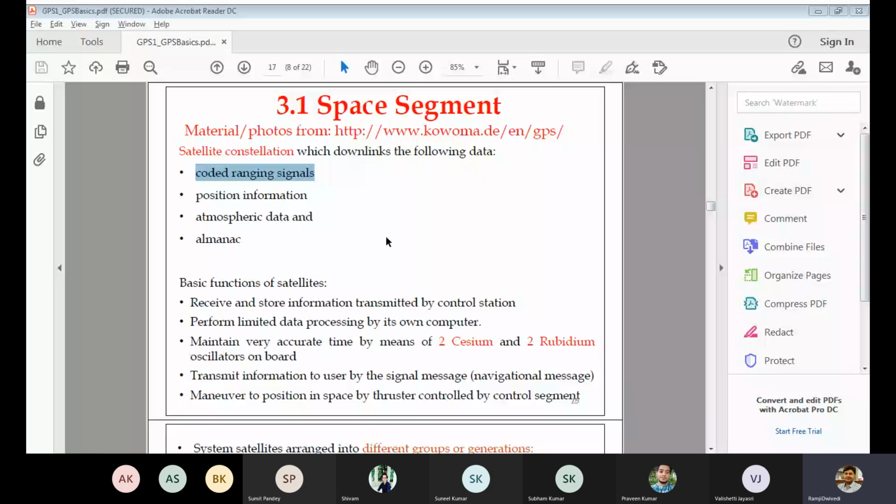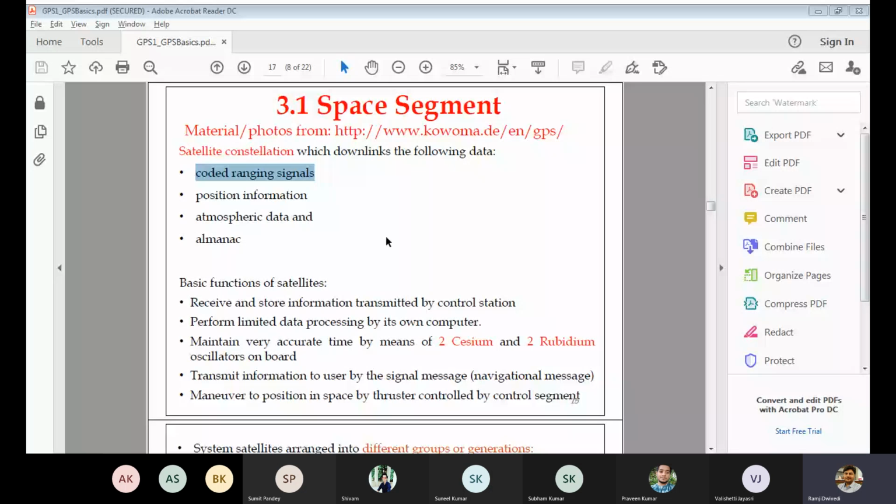It transmits information to the user by signal message or navigational message. It is maneuverable to position in space by thrusters controlled by the control segment. So what happens? Let's say the satellites in the orbit are deviating a little bit, that means it is leaving the orbit because of some external forces. So the control segment sends a message to apply a thrust at this angle so that it can move again in the orbit. This information is given by the control segment, because when we come back to the control segment after this space segment, you will see that a lot of steps are being taken to make sure the satellite is in the right path.